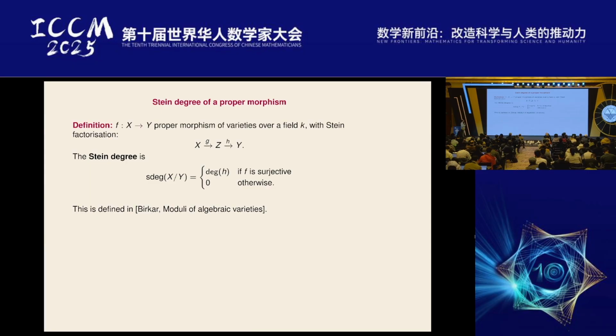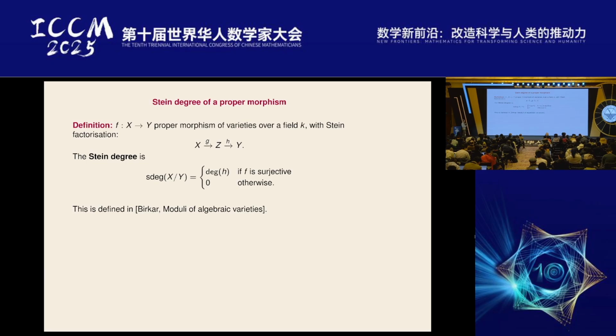Suppose we have a morphism X to Y of varieties defined over some field. It can be algebraically closed or not algebraically closed. We will see later that this is quite interesting also from an arithmetic point of view. And then we take the Stein factorization of this map. Remember, the second part is a finite map. And then we define the Stein degree of this map f, or simply write X over Y, to be the degree of the finite part of the Stein factorization, if the map is surjective. But if it is not, we just put this to be 0.